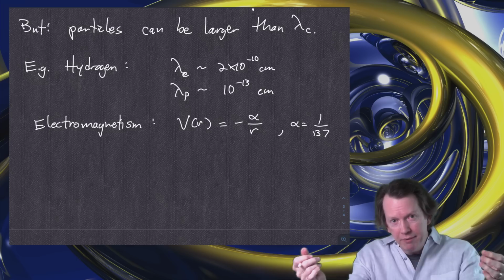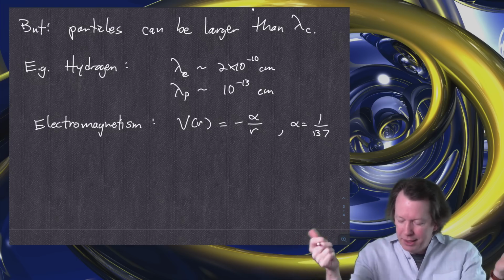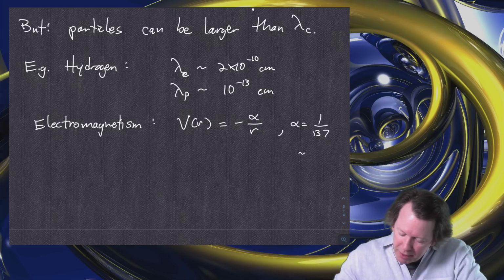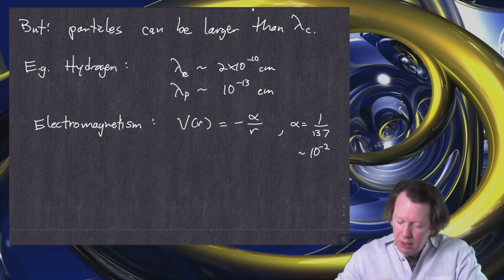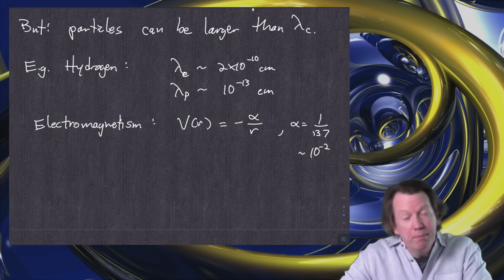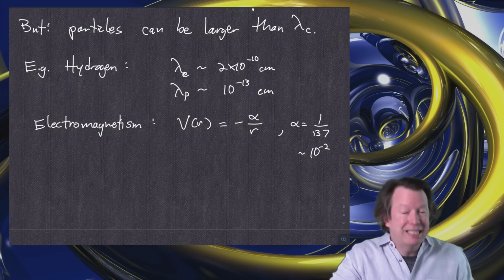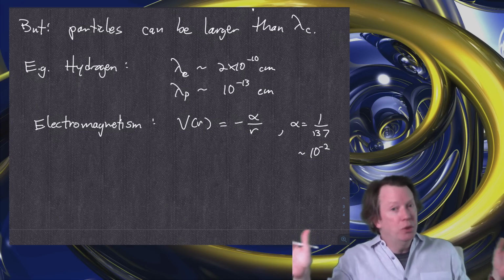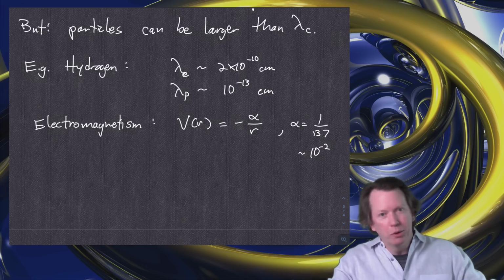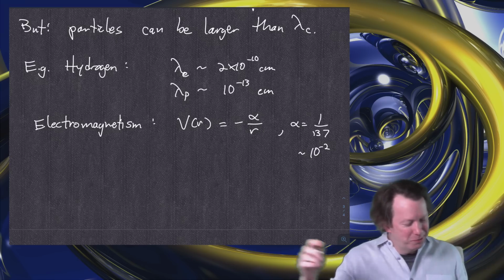And 137 is roughly 100, so in our very sloppy way of thinking, that's 10 to the minus 2. So there's a factor of 10 to the minus 2 that might come into the game when we figure out what the size of something is. That's a dimensionless number. Alpha doesn't have any units at all. We could multiply it, or we could divide it. What are we supposed to do?